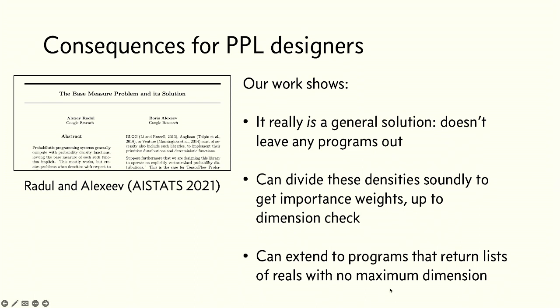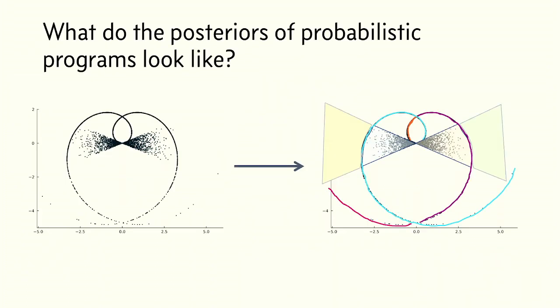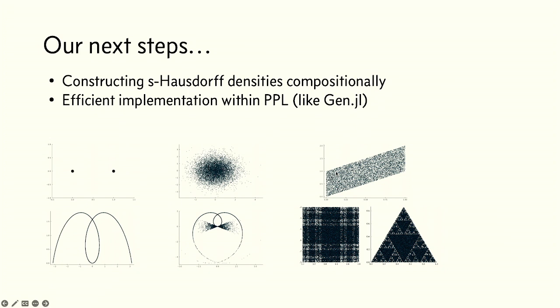And we haven't talked about it today, but it extends to programs that return lists of reals with no maximum dimension. So even if you're not just in Rn, if you have a program that every time you run it samples some different number of numbers, you can still talk about the s-Hausdorff densities. So in conclusion, we asked what the posteriors of probabilistic programs looked like. We gave this answer based on being supported on countable unions of manifolds that has interesting implications for designers of PPLs. We would love to explore efficient implementation of these designs suggested by this, as well as compositional automation of the computation of s-Hausdorff densities for programs. Thanks.